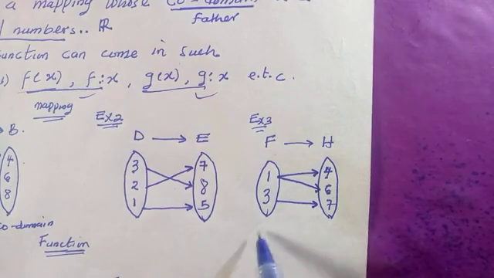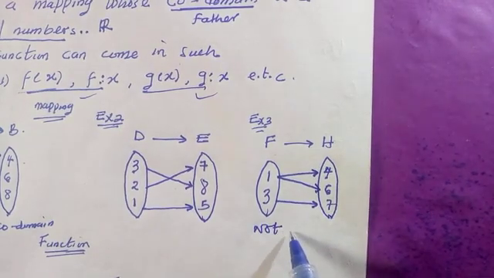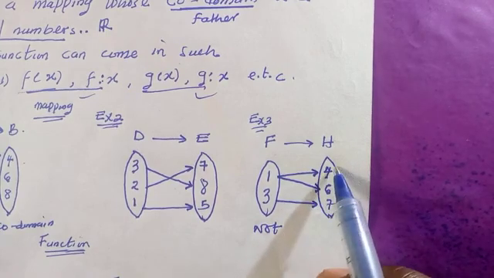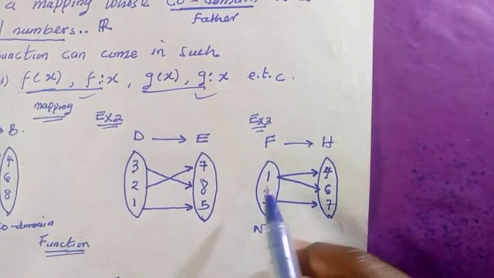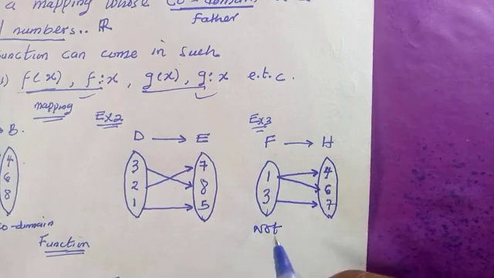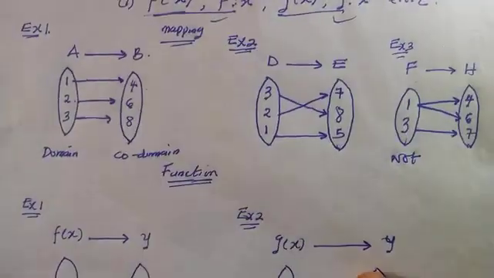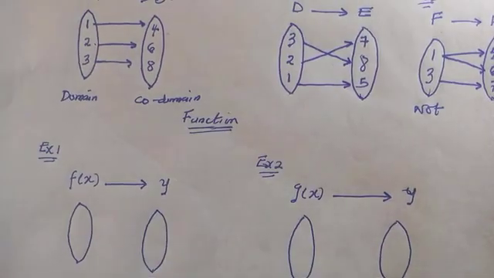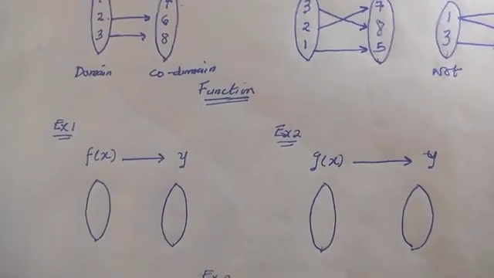But we can check this: 1 maps to 4 and 6. Which means this is not a mapping, because it's just like we are introducing one son to two fathers. So is that even possible? No, that is not possible. One son can only have one father, but a father can have as many sons. So the above is not an example of mapping.